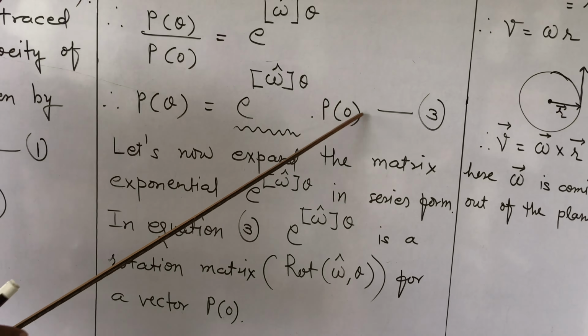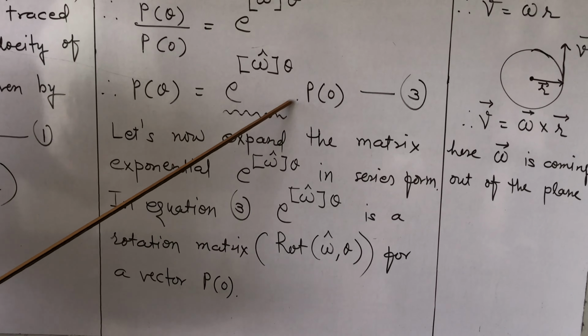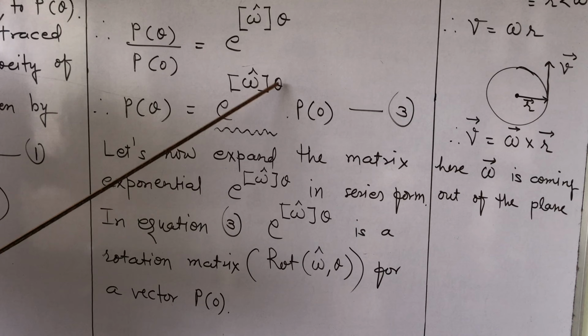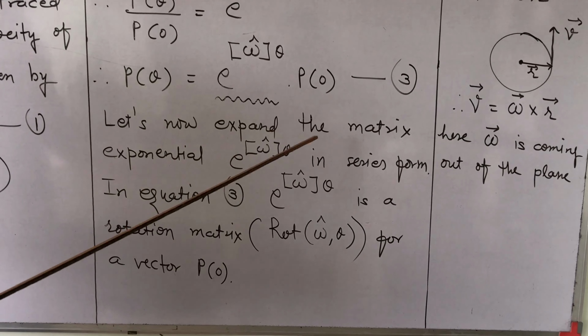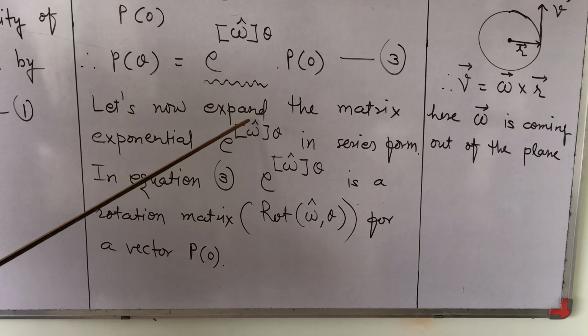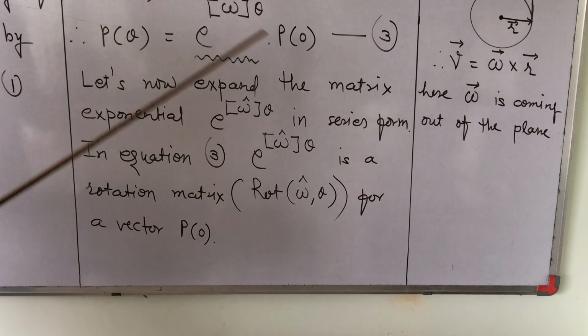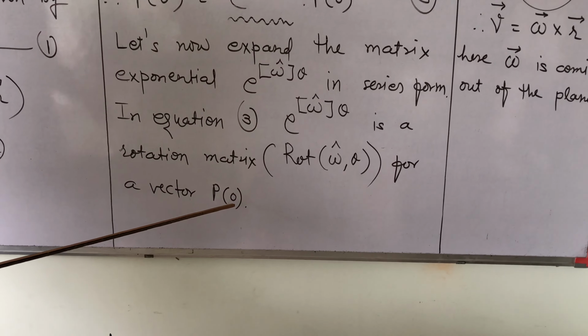This is the final vector, and we are rotating a vector in the same frame around some axis, say omega cap. Suppose I ask the question, what does this term represent? This term, e raised to skew symmetric omega cap theta, represents the rotation matrix for p of 0. Let's now expand the matrix exponential e raised to skew symmetric omega cap theta in series form. In equation 3, this is the rotation matrix, rotation about omega cap by theta, for a vector p of 0.